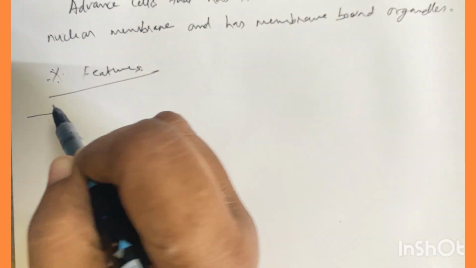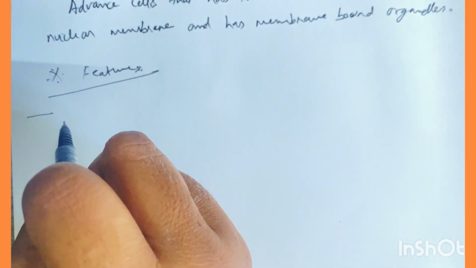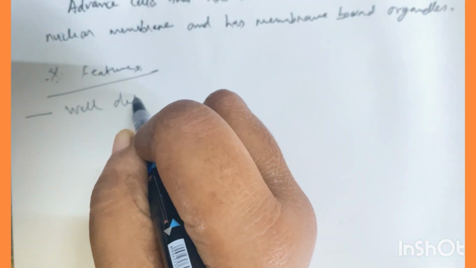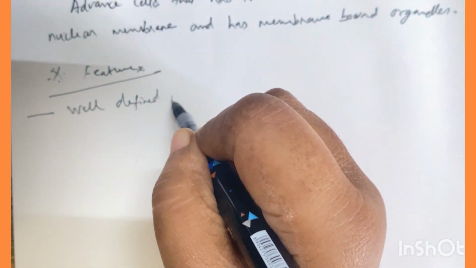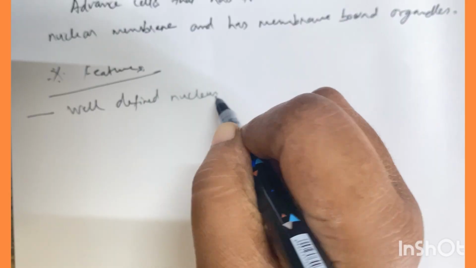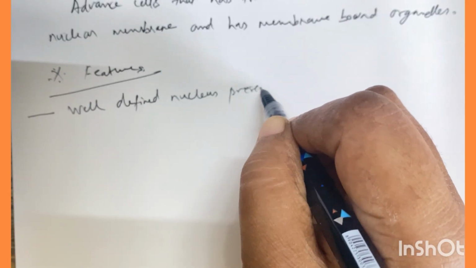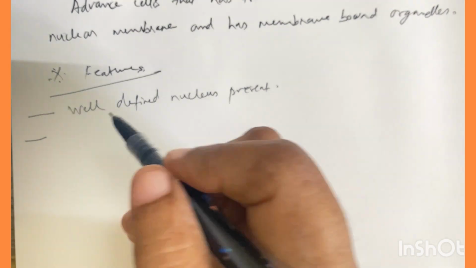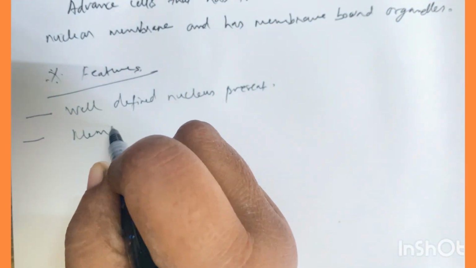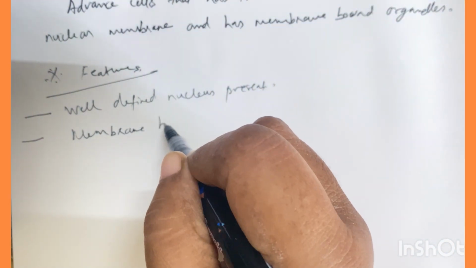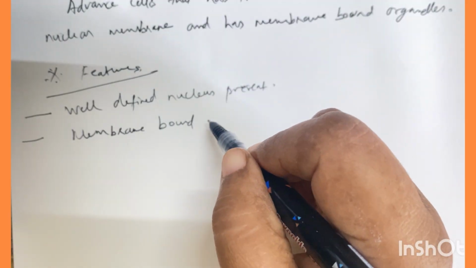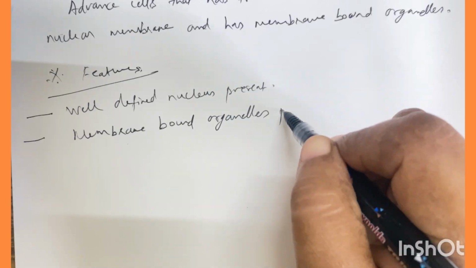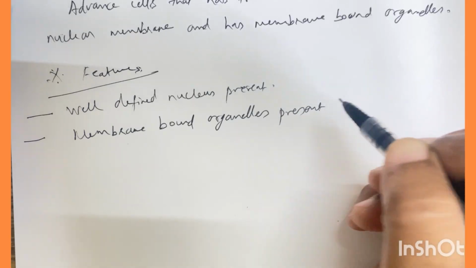Okay. So, important features include a well defined nucleus. It has a well defined nucleus. It has membrane bound organelles. So, membrane bound organelles are also present.